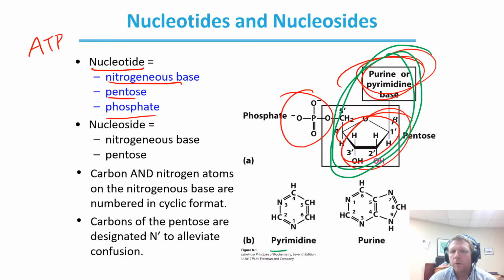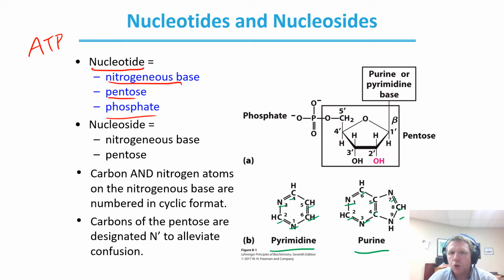So here's a pyrimidine and here's a purine. Those are the two big categories of nitrogenous bases. They have the numbering sequence as follows: 1, 2, 3, 4, 5, 6, 7, 8, 9 for the purine, and 1, 2, 3, 4, 5, 6 for the pyrimidine. Now, if you look at the sugar ring, or the pentose ring, you've got 1 prime, 2 prime, 3 prime, 4 prime, and 5 prime.